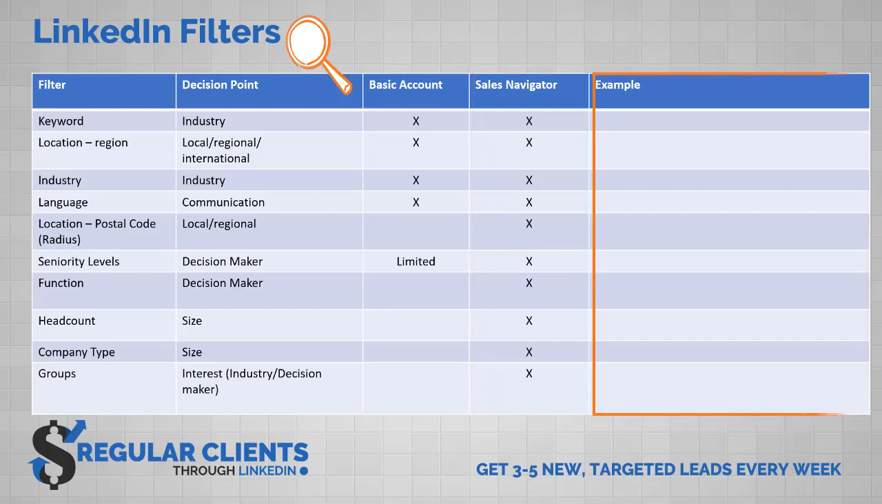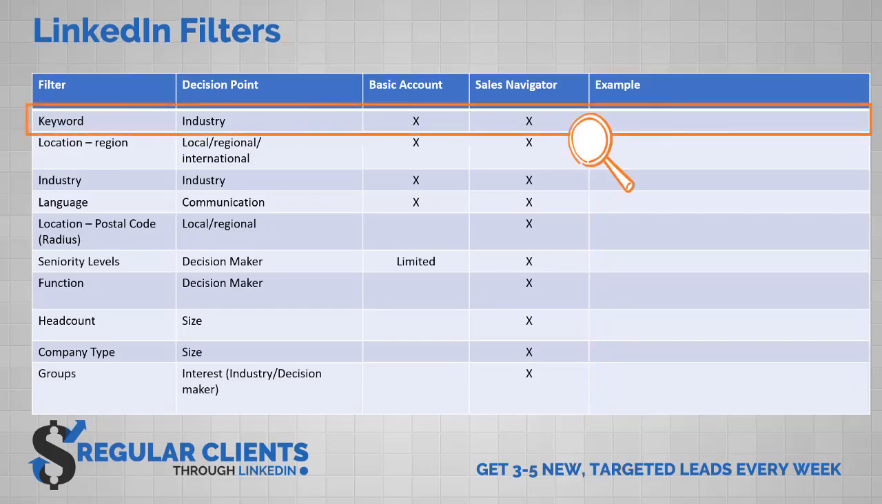And then the last column is where I'm going to go through the example with you, and I'm going to show you how I will use these filters to find my ideal client that I'm going to reach out to. So the first filter is the keyword filter, and you can use that to identify the industry that you want to work with. So I would go ahead and type in, say, accountant or chartered accountant, for example.